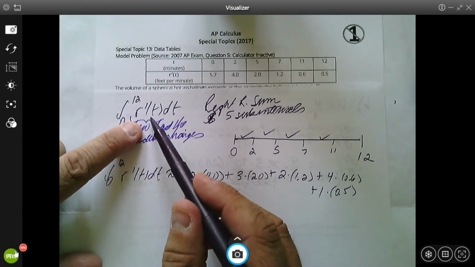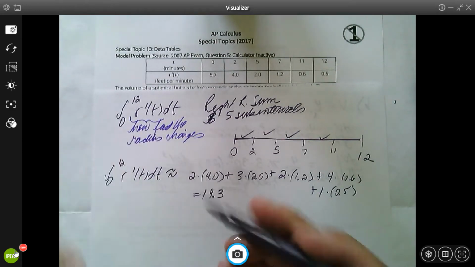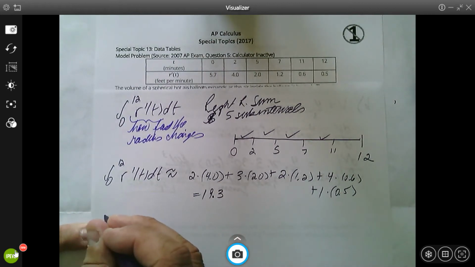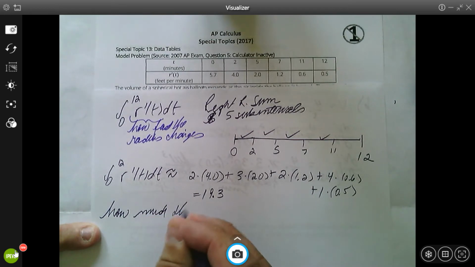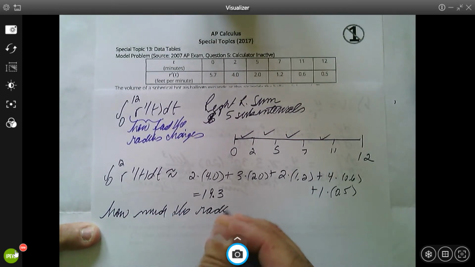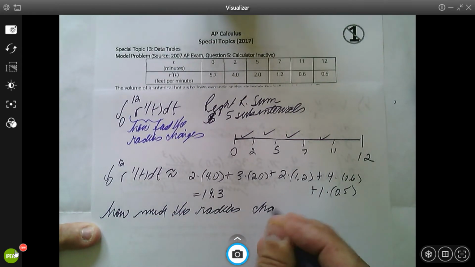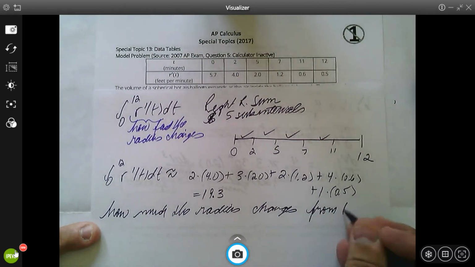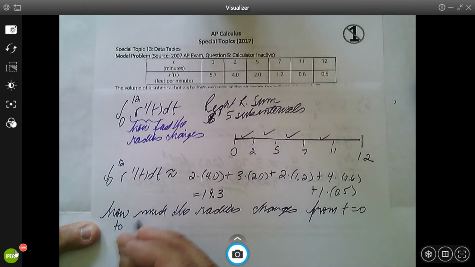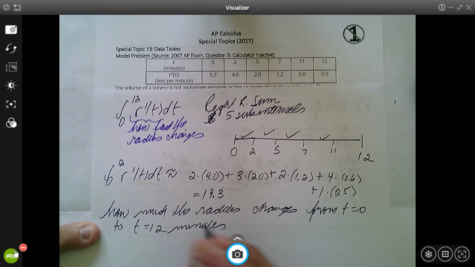So the derivative here says how fast the radius changes. The integral is how much the radius changes. Now give me the time interval from t equals 0 to t equals 12 minutes.